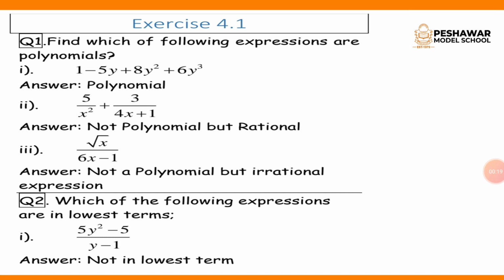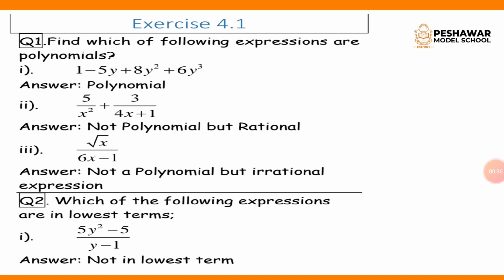This is a polynomial because if we look, the power of the variables is positive. Before this we defined the polynomial: the power of the variables must be positive. That's why this is a polynomial.